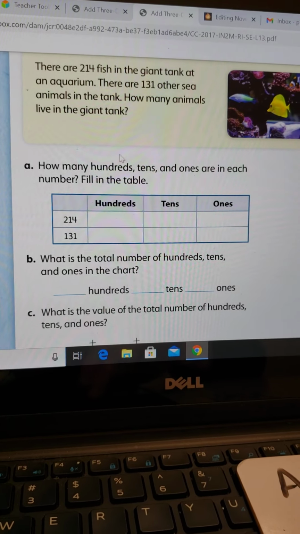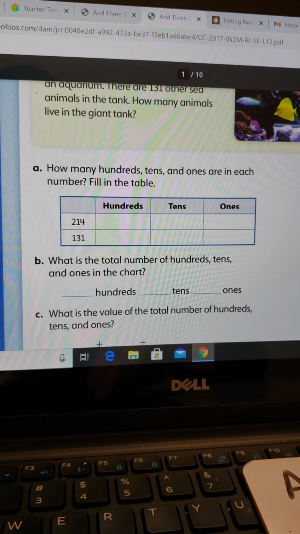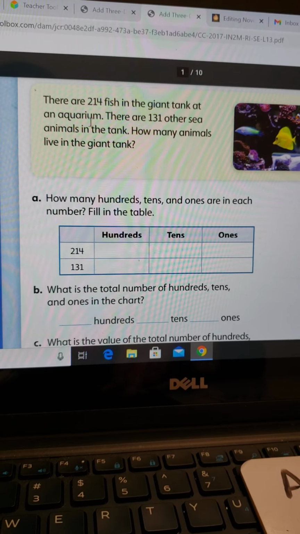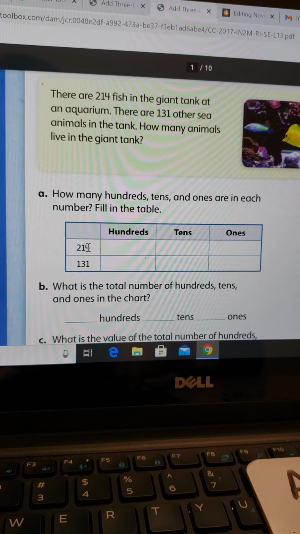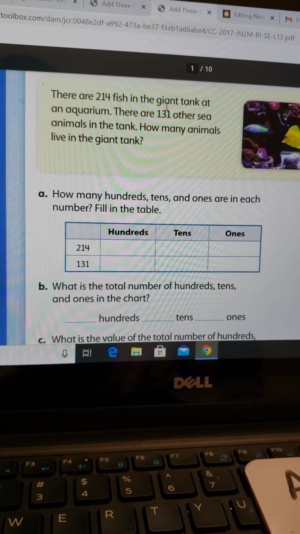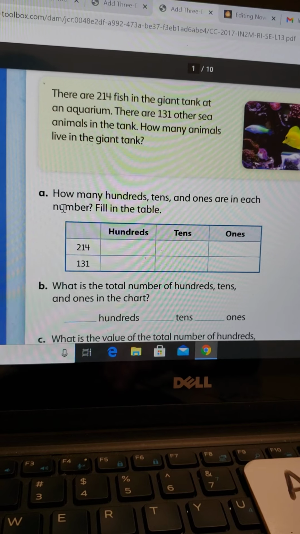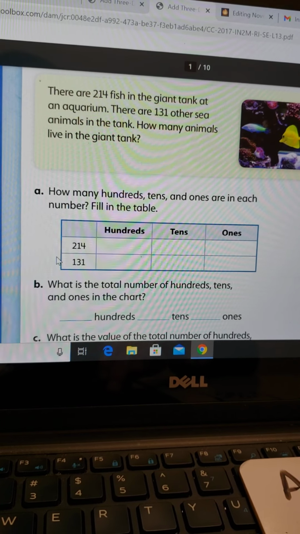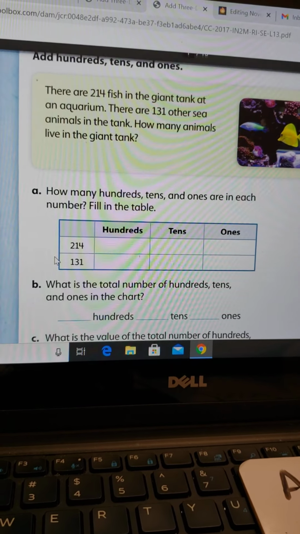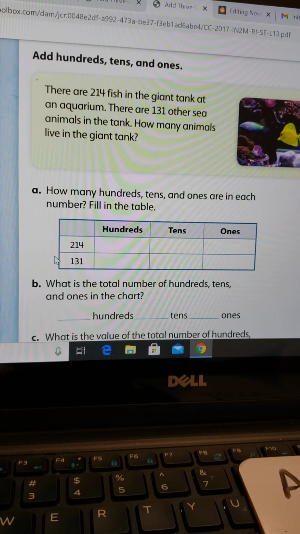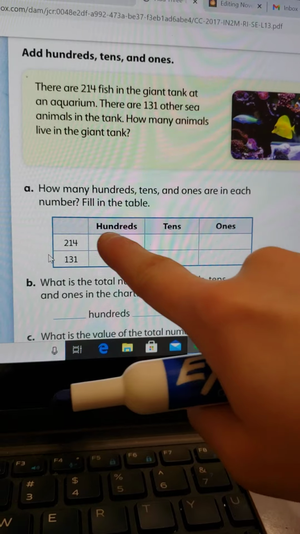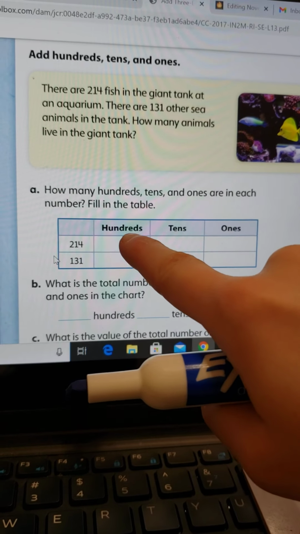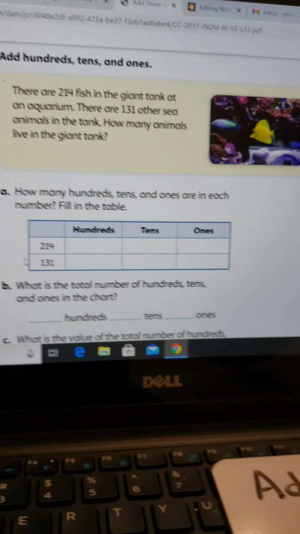So I have 2 numbers in my word problem. Scroll up a little bit. I have 214, so there's that number right there in my table. And I have 131. It's right there in my table. So the first thing I'm going to do is say to myself, Miss Prindiville, or students watching, how many hundreds do I have in 214? Very good. I have 200.